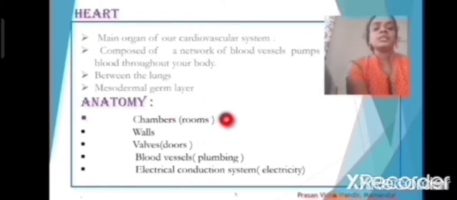So inside the heart we have chambers which act as the rooms, walls which act as the doors, blood vessels which act like pipelines, so it is doing plumbing work, and an electrical conduction system. So we will discuss the anatomy and function of the heart in detail in the upcoming slides.